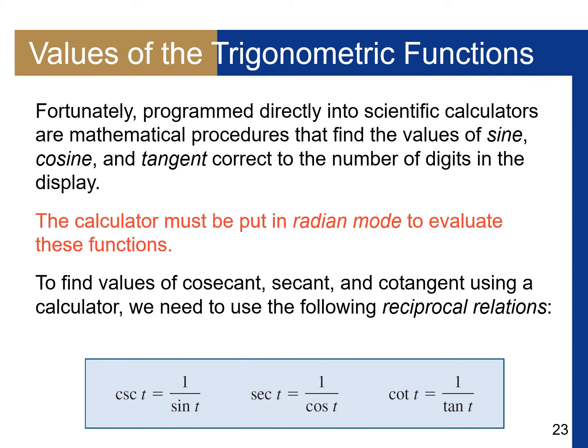Fortunately, scientific calculators and mathematical programs are programmed to find these values of sine, cosine, and tangent correct to the number of digits on display. You have to make sure that you put your calculator in radian mode to evaluate these functions. In order to find cosecant, secant, and cotangent using a calculator, we need to know the reciprocal relations, which you should have learned a while back: cosecant is 1 over sine, secant is 1 over cosine, and of course, cotangent is 1 over tangent.